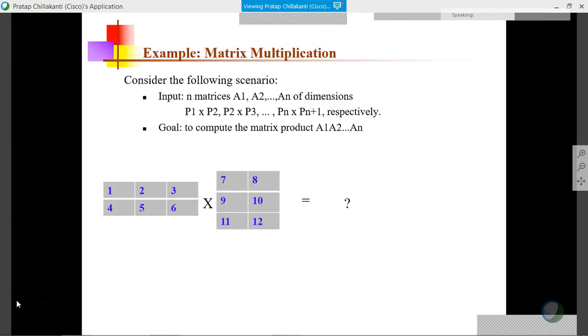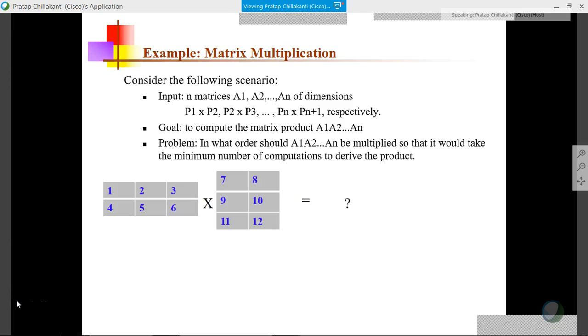So you want to compute the matrix product for all those matrices, right? So the goal is in what order should A1, A2 up to AN be multiplied so that it will take the minimum number of computations to derive the product. Does everyone understand this question? Very interesting problem, right?